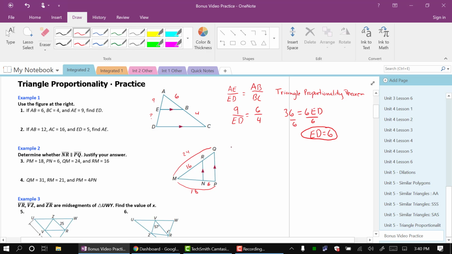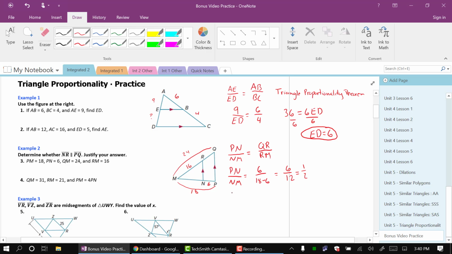So again, I want to show that PN over NM equals QR over RM. So I'm going to start off with the first one, PN over NM. So PN is going to be 6, because that's what's given. NM is this one right here. Well, that's going to be 18 minus 6. Because if the whole thing is 18, then this part is going to be 6 less than it. So that gives me 6 over 12, which is 1/2.